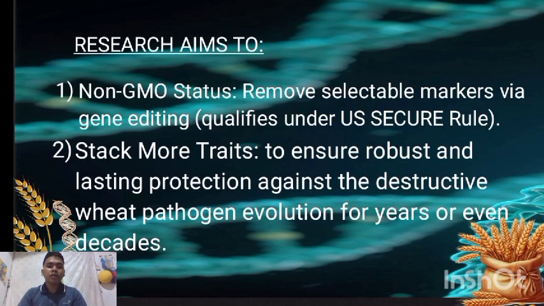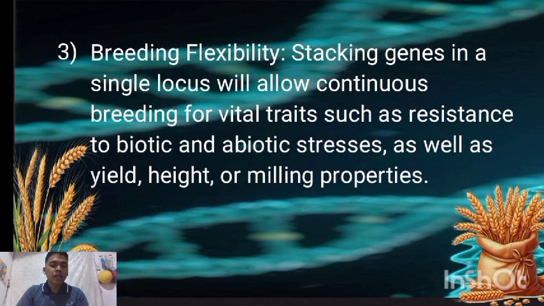Number 3, breeding flexibility. Stacking genes in a single locus would allow continuous breeding for vital traits such as resistance to biotic stresses, as well as yield, height or milling properties.